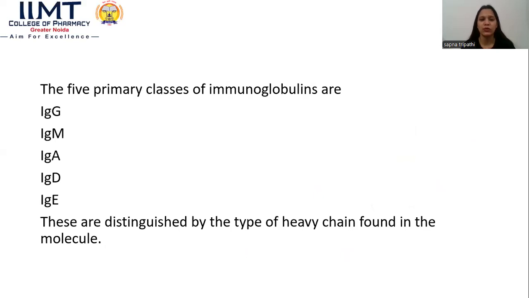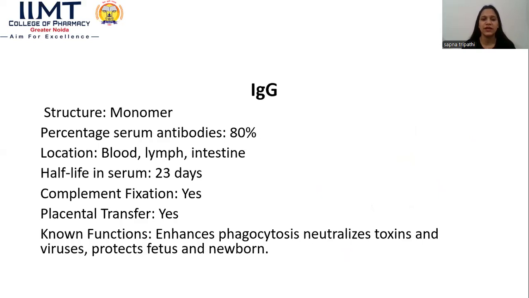Next, if we talk about the classification of immunoglobulin, there are mainly 5 primary classes: IgG, IgM, IgA, IgD, and IgE. They are classified according to their chain structure, whether light chain or heavy chain. The first one is IgG. It is a monomer. The percentage of serum antibody is 80%. The location of IgG is blood, lymph, and intestine, and the half-life is 23 days.